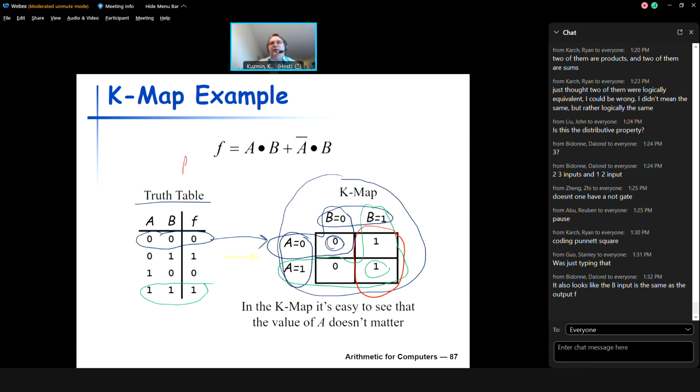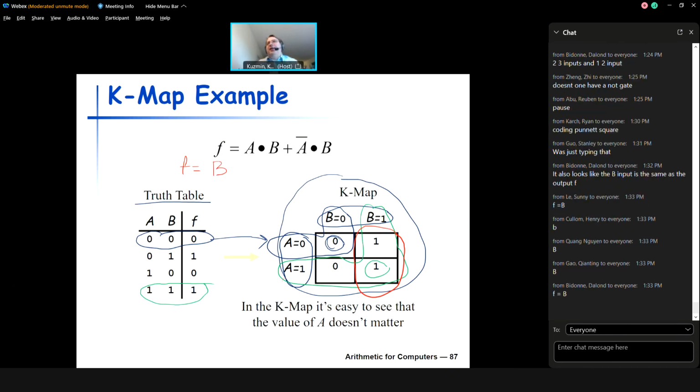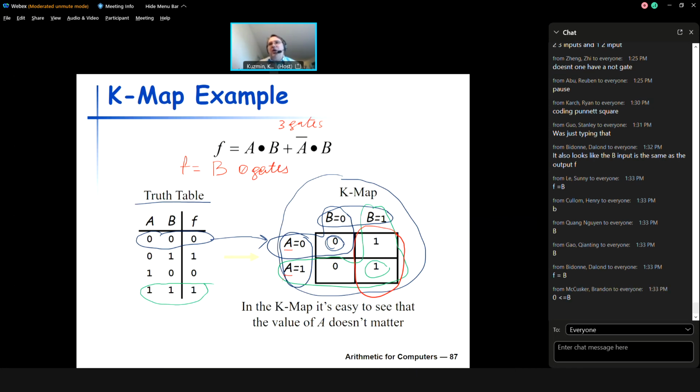our function is what? Can someone say it? Exactly, it is just B. So not even a gate is required to implement this function, whereas here we had to use 3 gates, and here 0 gates. So you make this observation by circling parts that have some variable essentially eliminated. We eliminate A because for this circled piece, A doesn't matter, because the value of the function is 1, no matter whether we are in the A0 row or A1 row.